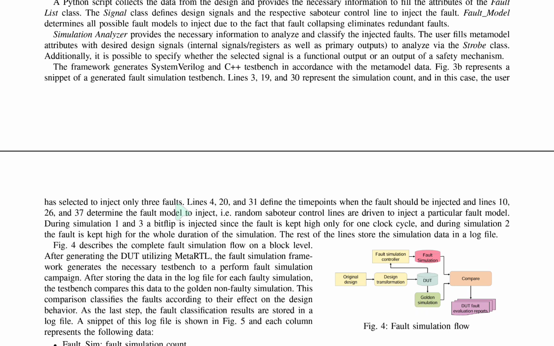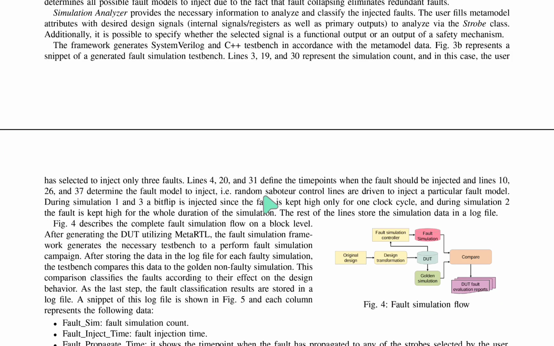The 3 faults. Lines 4, 12, and 31 define the time point when the fault should be injected, and lines 10, 26, and 37 determine the fault model to inject. That is, random saboteur control lines are driven to inject a particular fault model.